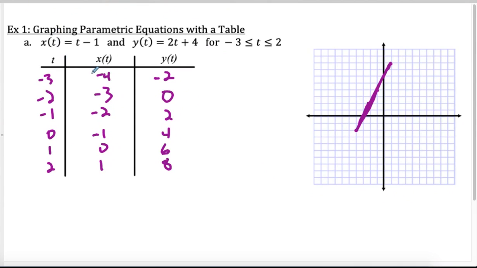Now, we mentioned that direction also matters. What we need to think about here is the smallest value that I plugged in got me this point. We can say that this point would be called the initial point, and then the last point would be called the terminal point. So that means I am starting here and ending here. When we graph something like this, we want to specify the direction. So usually we just put some arrows on the graph like this to show the orientation or the direction that we are moving.